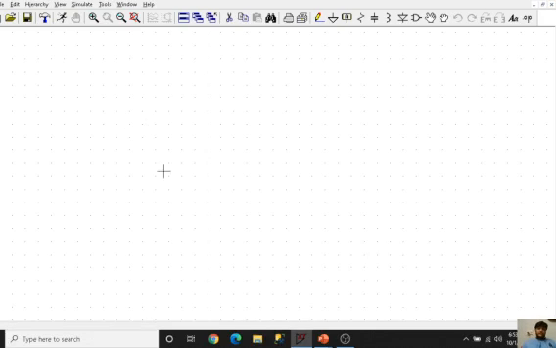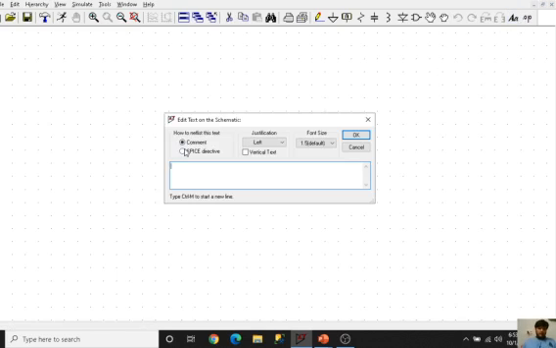So this is LTspice. Over here, let's say I will be using VA equal to 2 volts. I will be taking VB as, let's say, 1 volt. And I will be using VC equal to, let's say, 2 volts.